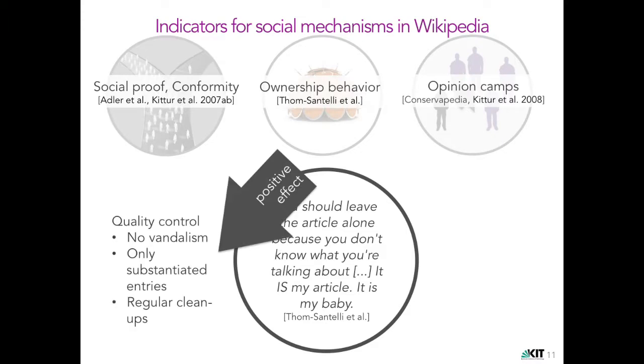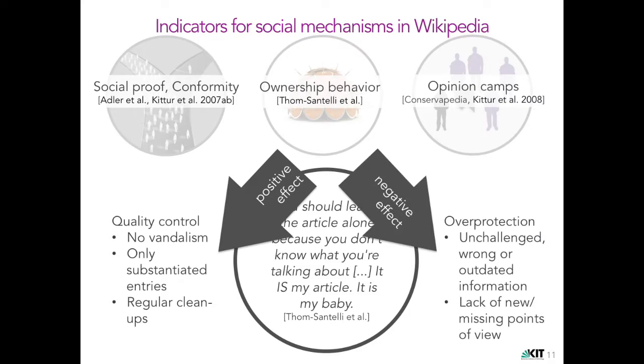So the good, positive effect would be that we have no vandalism, we have only substantiated entries because they get through these gatekeepers, and we have regular cleanups of spelling mistakes. Or the negative effect would be that we have overprotection, we have information that does not get challenged anymore. And that is the very core of why Wikipedia is working, because information gets regularly challenged by someone.